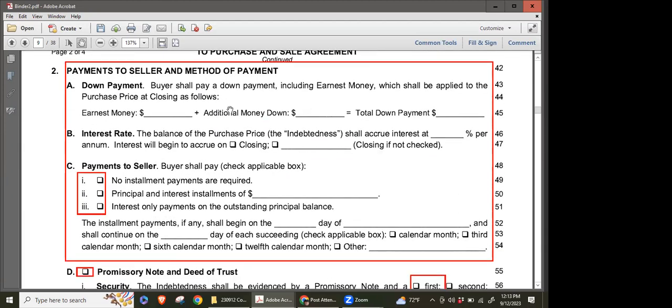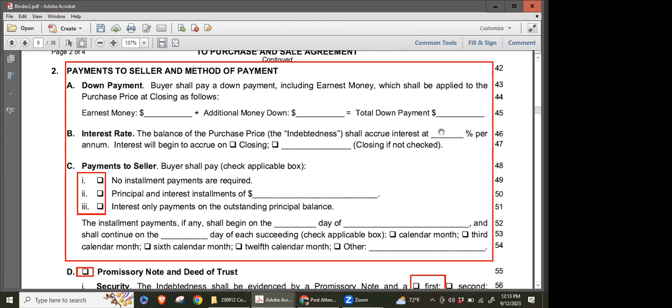When you look at page 2, no matter if it's an assume or a deed of trust, if it's a real estate contract, you have to fill this section out. This is very important. This is where you talk about the earnest money that they put on the first form of their purchase and sale agreement, additional down payment, and what the total down payment is going to be.